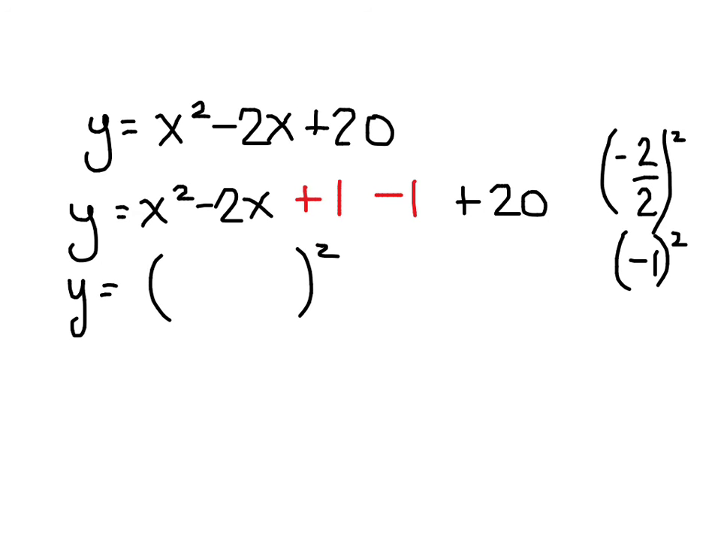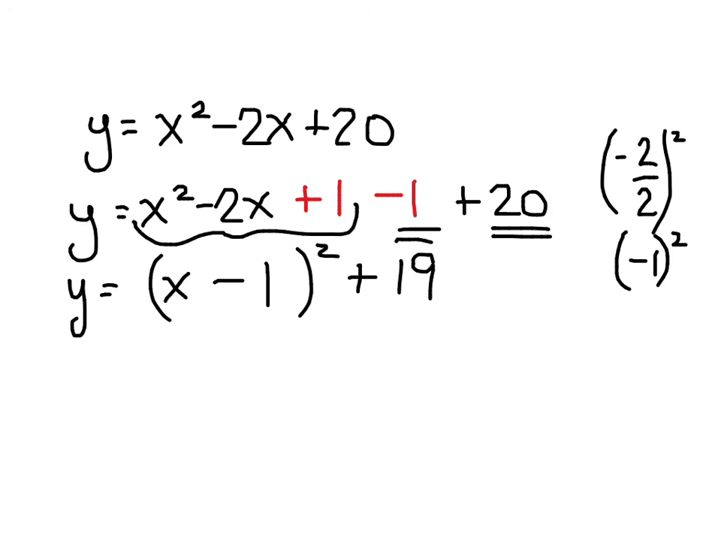Then what times what gives me x squared is x and x. What times what gives you 1 but adds to be negative 2? And again, I'm just factoring this part. What times what gives me 1 but adds to be negative 2? Negative 1, good. And then these two pieces I just combine together. What's 20 minus 1? 19. You have successfully written it in vertex form.